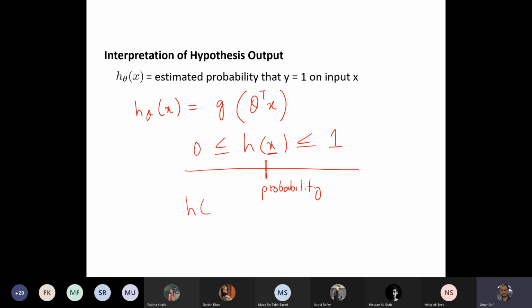So for example, if h of x comes to 0.7, I'm going to say that there is a 70% chance that this x belongs to class 1. And since there are only two classes, the remaining 0.3 or 30% is the probability that it belongs to class 0. So this is how we are going to interpret the output of a logistic regression. We will assume that it represents a probability of x getting a value 1 or 0, or belonging to the class 1 or 0.